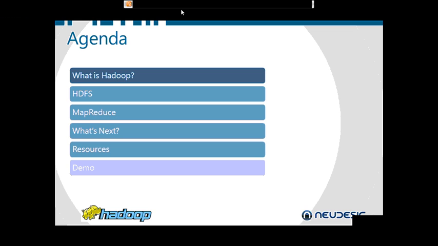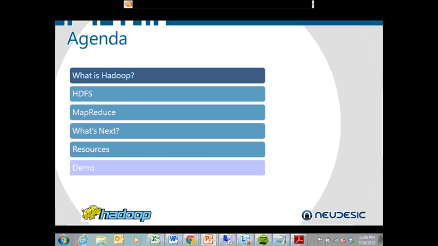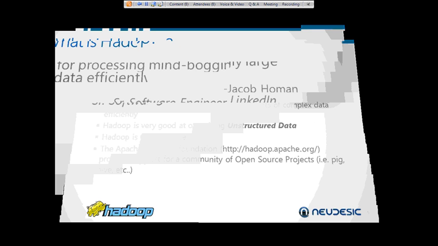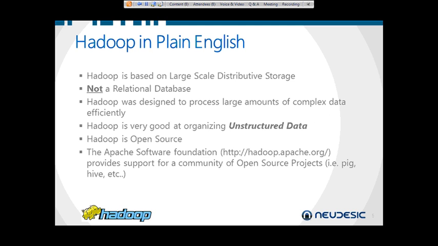So first of all, what is Hadoop? So as one of the engineers at LinkedIn put it, pretty eloquently summed it up, a system for processing mind-bogglingly large amounts of data in an efficient manner. You'll notice that this guy works at LinkedIn, and they are a heavy user of this technology. So in plain English, Hadoop is based on a large-scale distributive storage, so storage that's spread across nodes. We'll get into that a little bit when we start looking at HDFS in a minute.